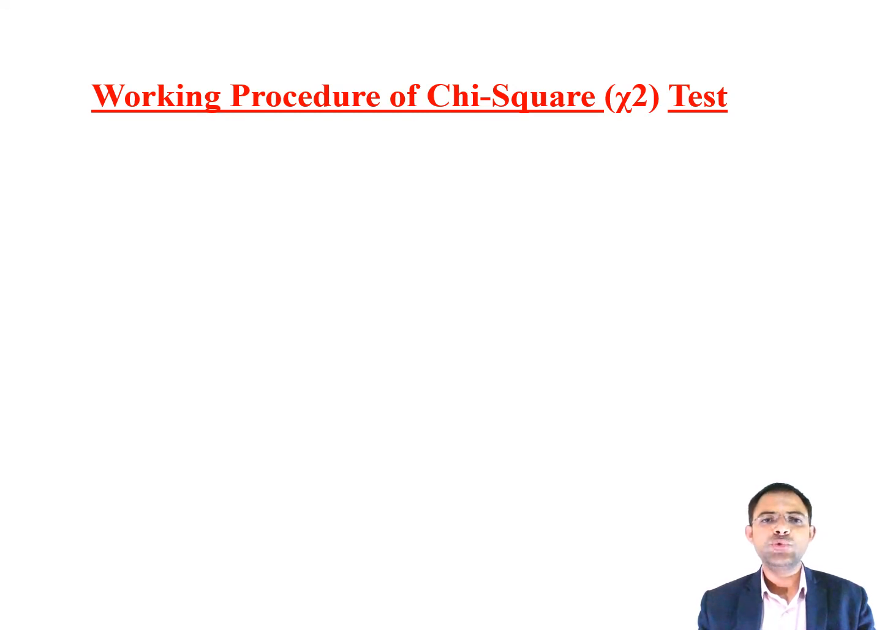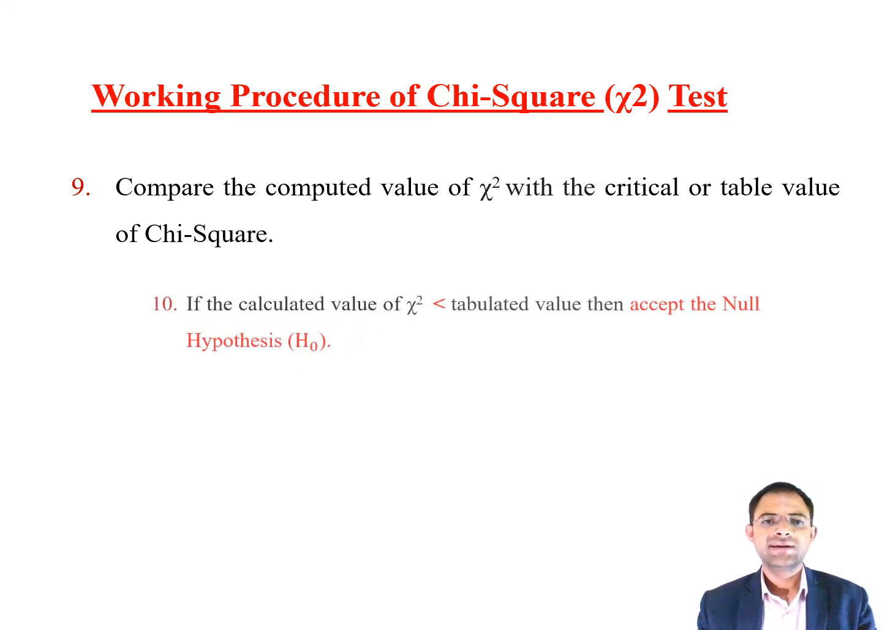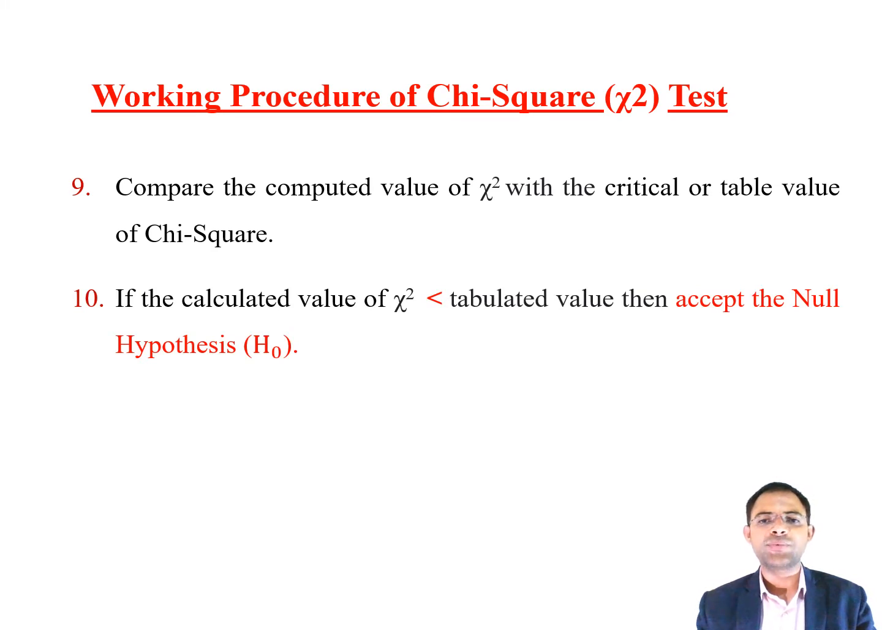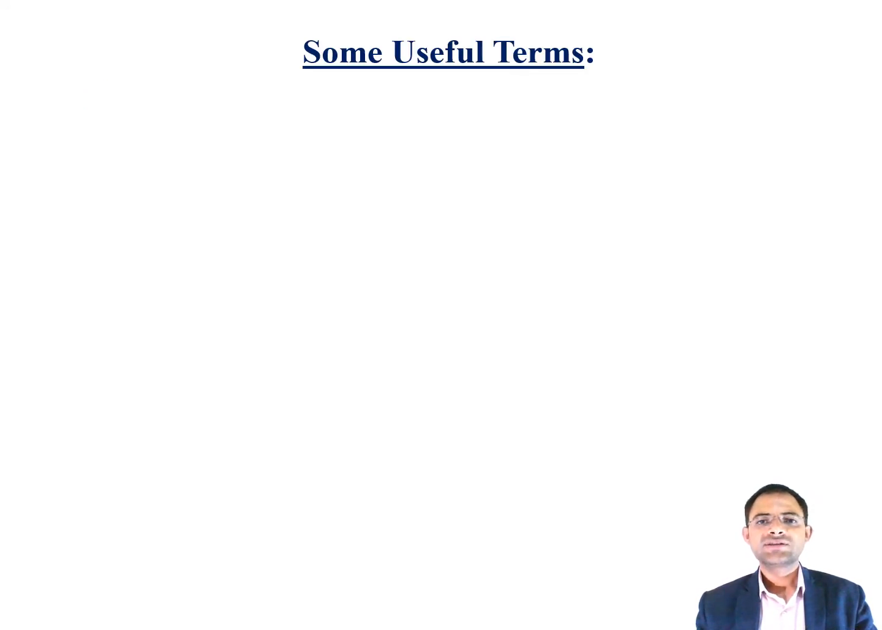Now, in the next step, we compare the computed value of chi-square with the critical or table value of chi-square. If the calculated value of chi-square is less than the tabulated value, then we accept the null hypothesis. If the calculated value of chi-square is greater than the tabulated value, then we reject the null hypothesis and accept the alternative hypothesis.